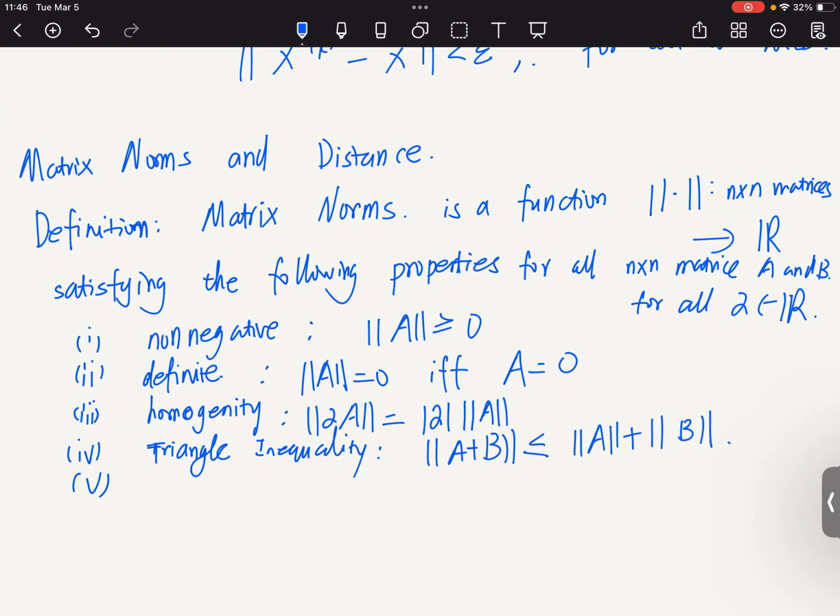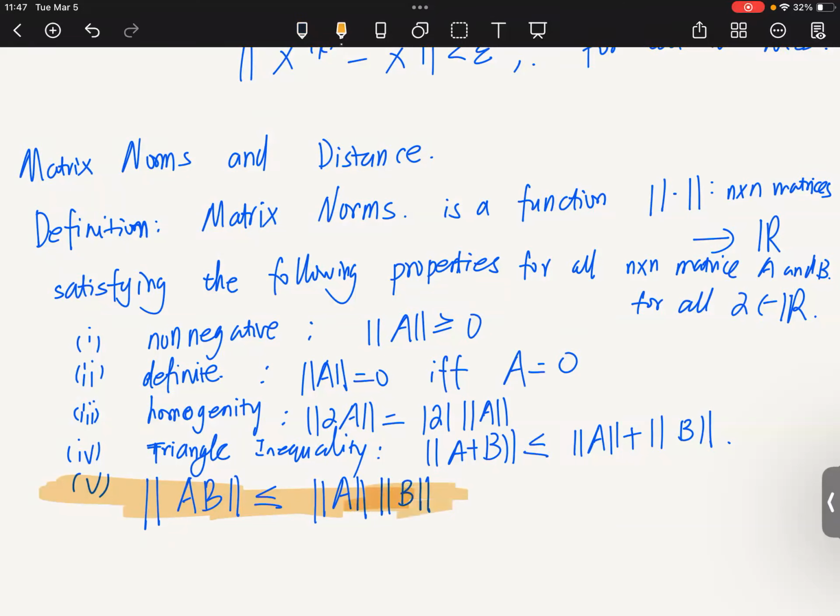And there's one more thing. We have some similar things in the vector norm definitions, right? We have the non-negative, definite, homogeneity, and triangle inequality. But here we need one more property to be a matrix norm, and it's the inequality about the products of matrices. We take the norm of the product of the matrices, and it should be smaller than or equal to the product of the norms.